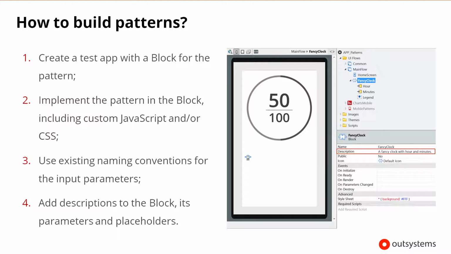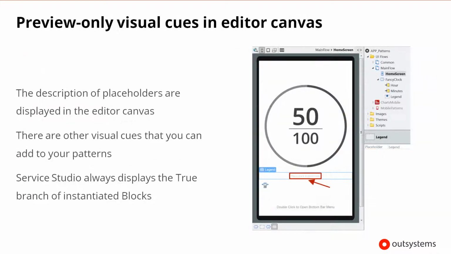Remember to document your pattern by writing descriptions for the block, its parameters, and placeholders, and be sure to test your pattern along the way. Of those descriptions, remember the placeholder descriptions are shown in the editor canvas itself. These type of developer hints are extremely helpful, so remember to add these placeholder descriptions and test often to make sure that they can be properly viewed.